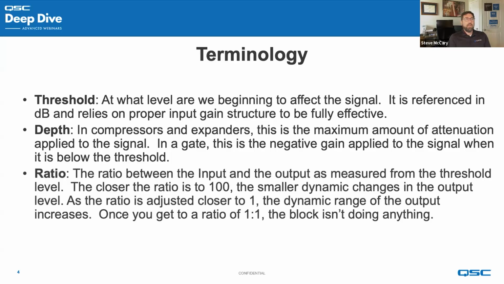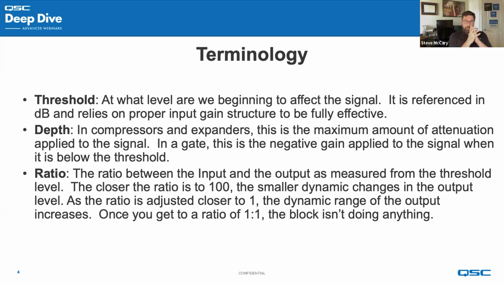The ratio. This is going to be the ratio between the input and the output as it is measured from the threshold level. So the closer you are to 100, the smaller dynamic changes in the output will be. As the ratio gets closer to 1, the dynamic range of the output will increase. Once you get to a ratio of 1 to 1, the block is not doing anything.